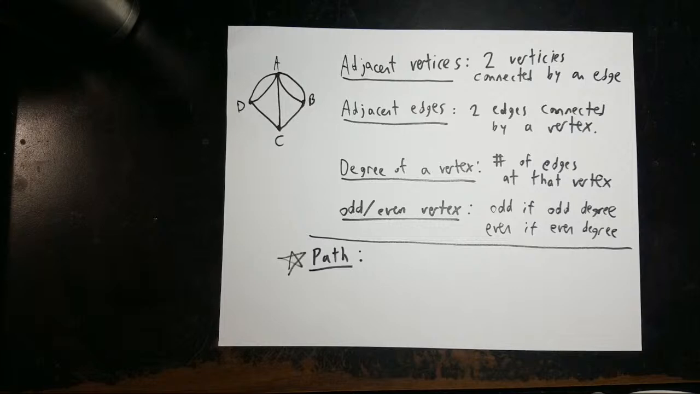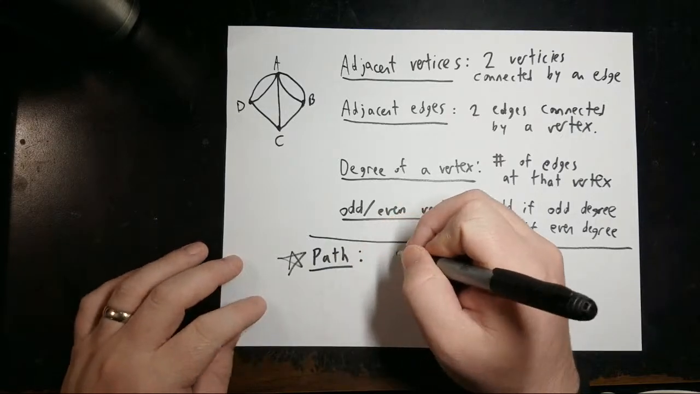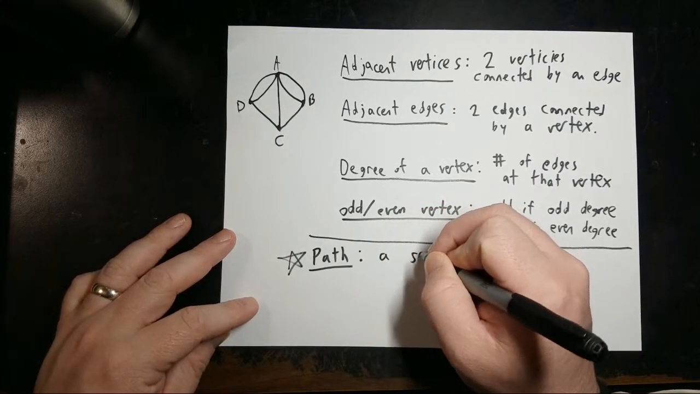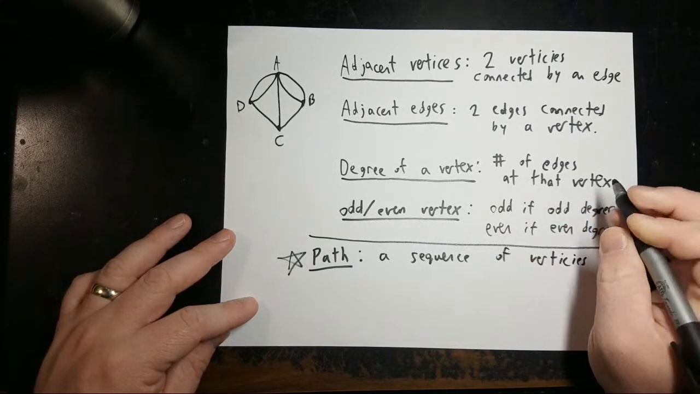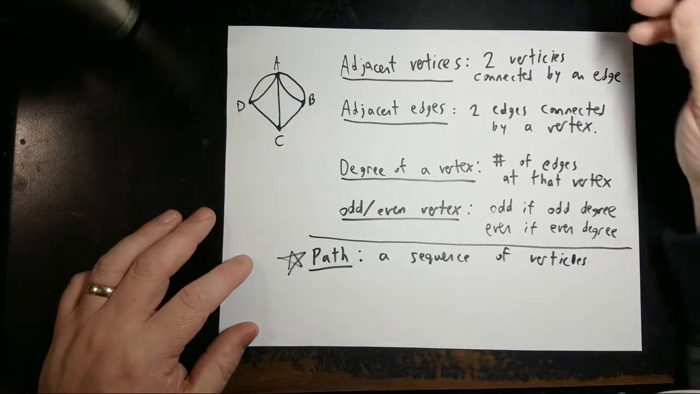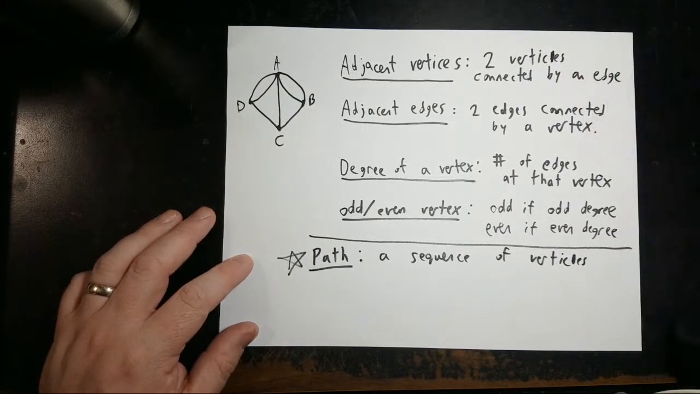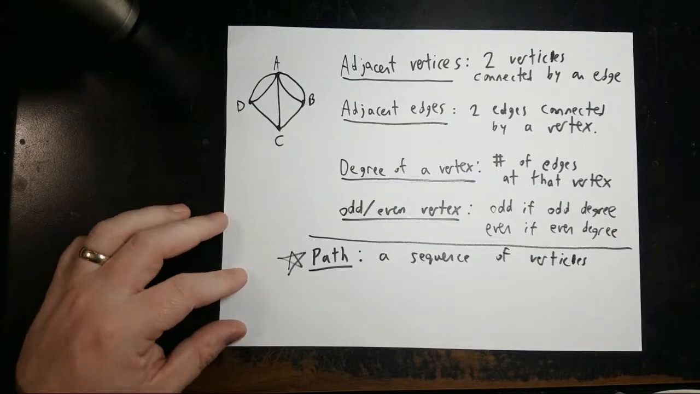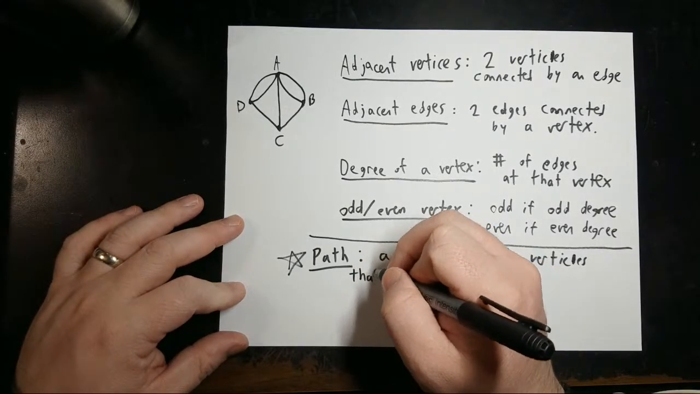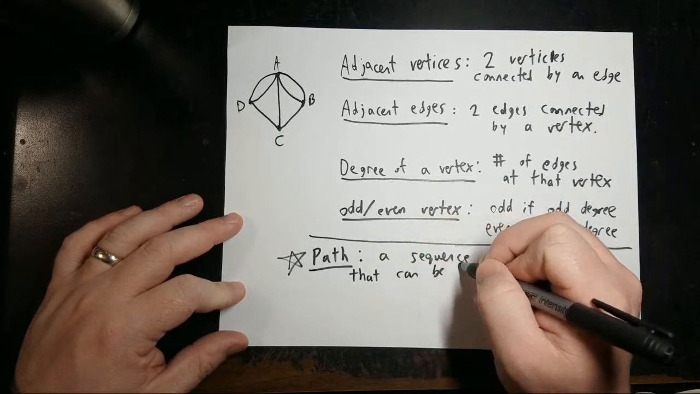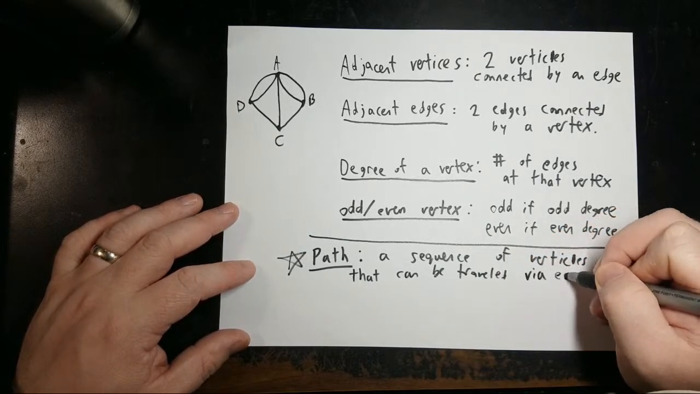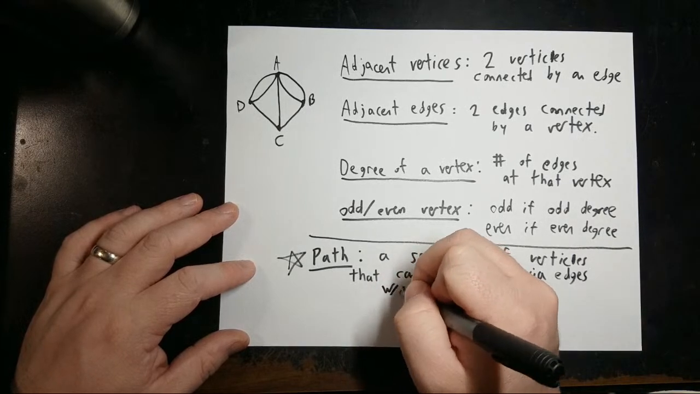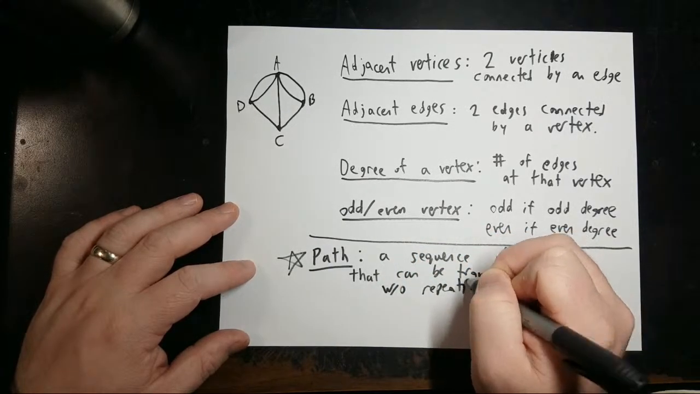A path and a circuit. Those are the two main words in the title of this lesson. Now, I want to be very clear about this. A path is a sequence of vertices. I'm probably misspelling the word vertices. Whatever, I'm a math teacher. Anyway, a sequence of vertices that can be traveled via edges without repeating an edge.